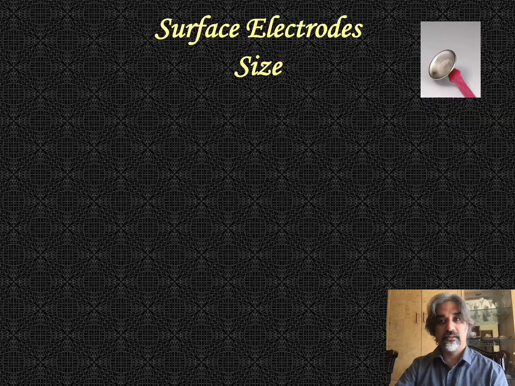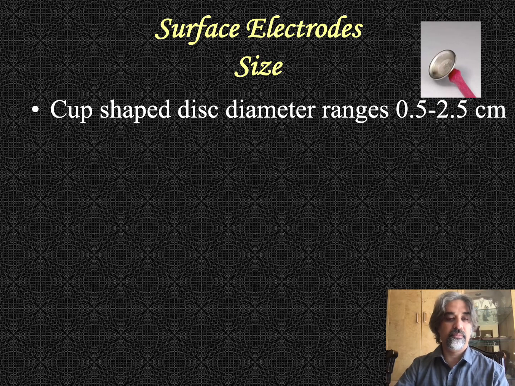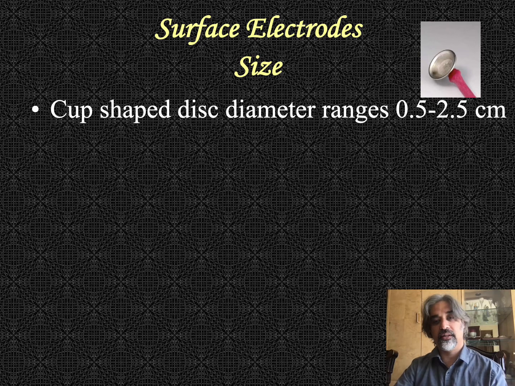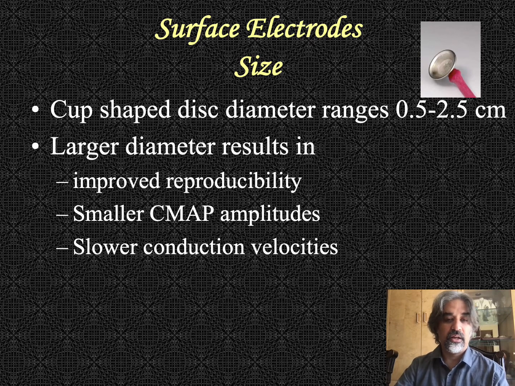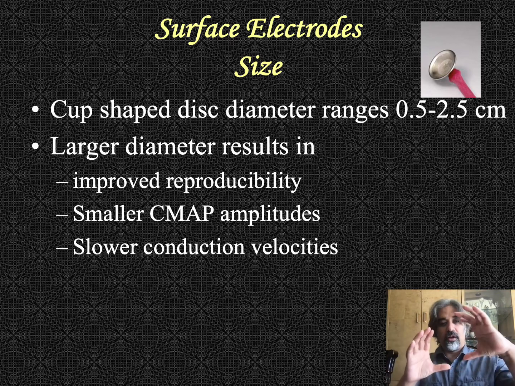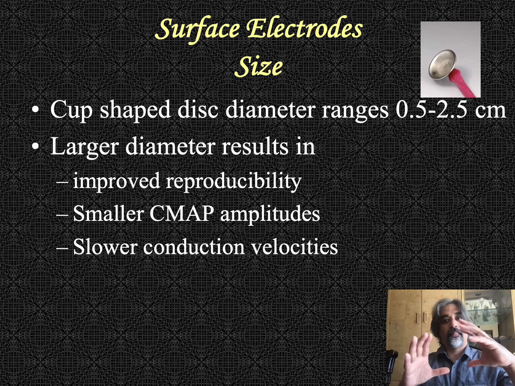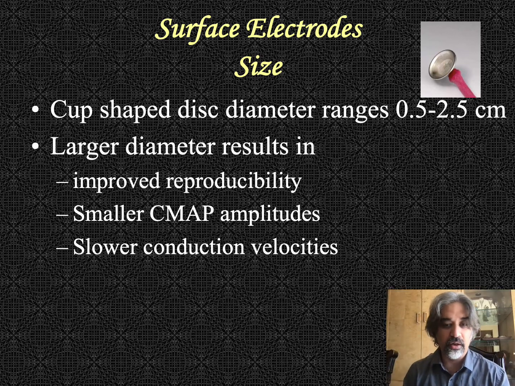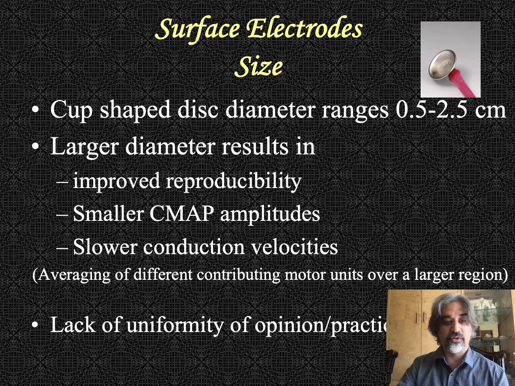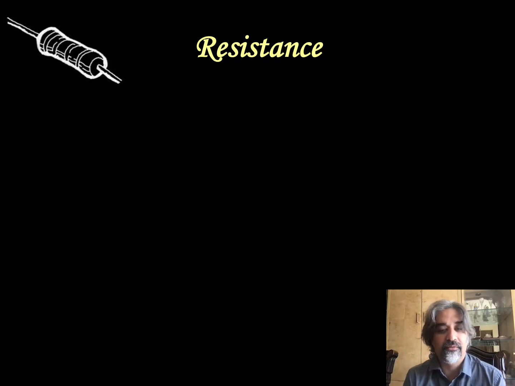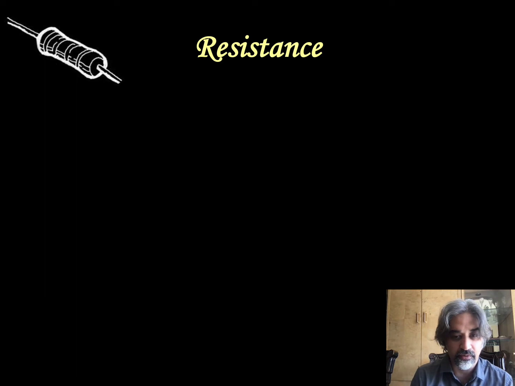I've already talked about this. The cup, so does size matter? Well, the cup-shaped disc diameter is up to 2.5 centimeters, and a larger diameter results in a larger surface to average. So it's going to be a little less specific, but it will be more sensitive. If you use a smaller one, then it'll be more specific. Just have good normative data so that for the size of the electrode, you know what you're dealing with.